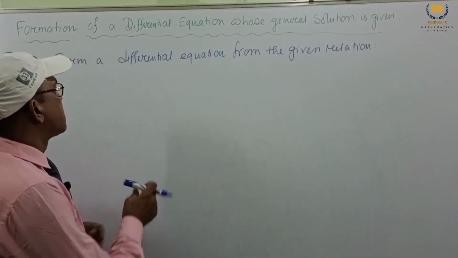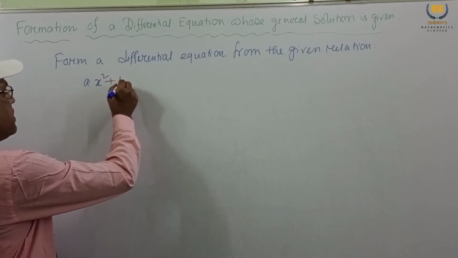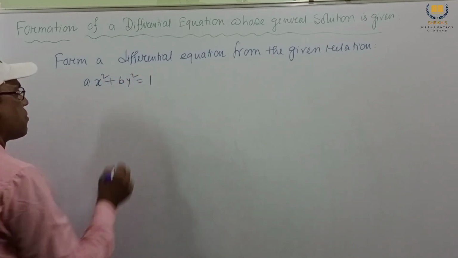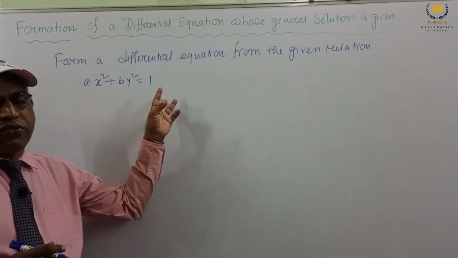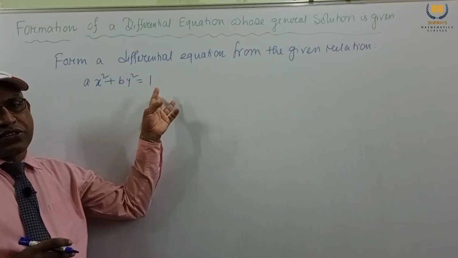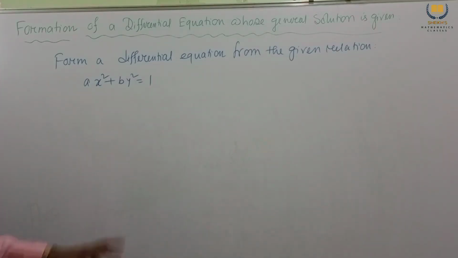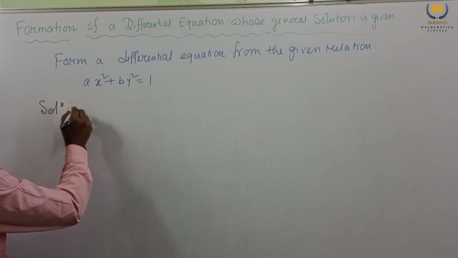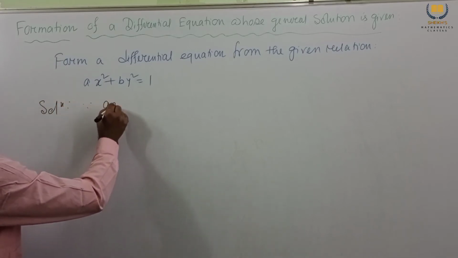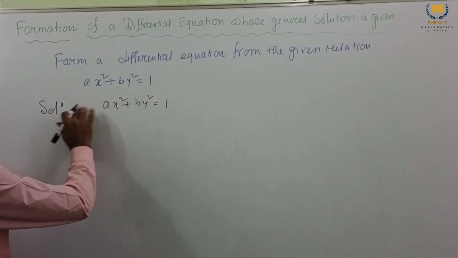Suppose this equation is given: a x square plus b y square equal to 1. Now we have to form a differential equation from this given relation. Here also we get two arbitrary constants. So from this relation we have to find a differential equation. Since a x square plus b y square equal to 1, this one is given.